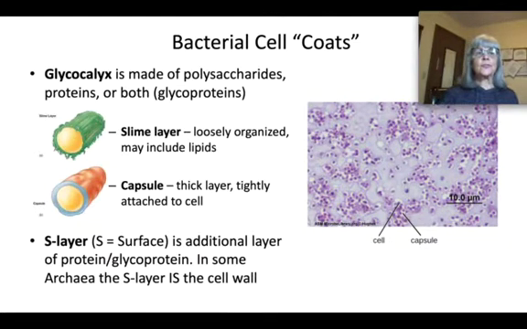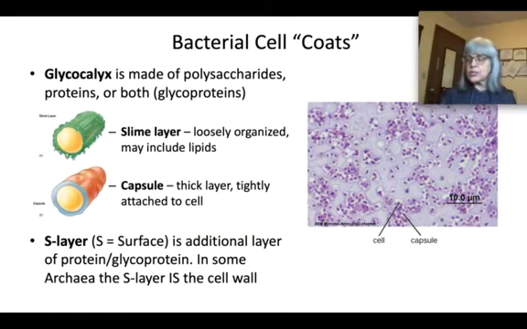Now this is like a sugar coating. It surrounds the bacterial cell outside of the cell wall. It's made of polysaccharides, proteins, or both. And there are 2 types of glycocalyx. One is the slime layer. The slime layer is almost like it sounds, slimy. It's very loosely organized. It may include some lipids. It's easily washed away or off of the bacterial cell.